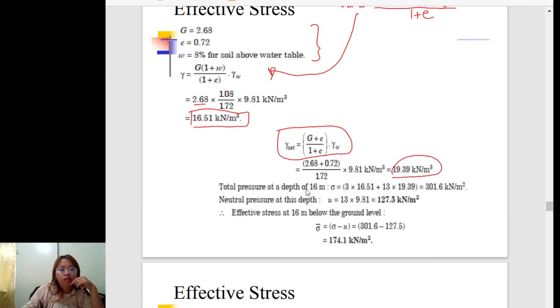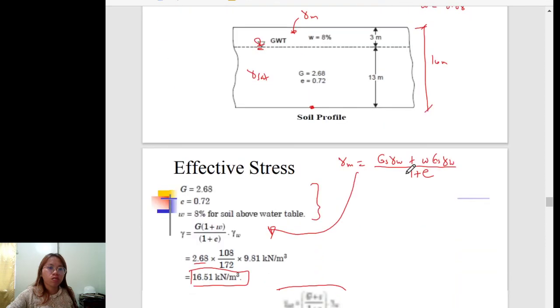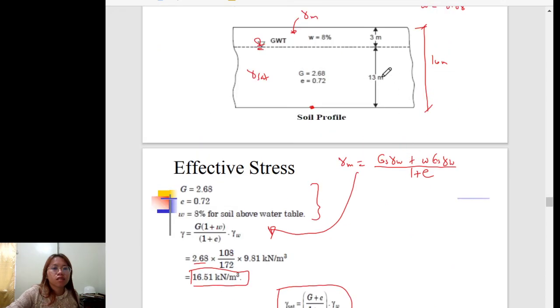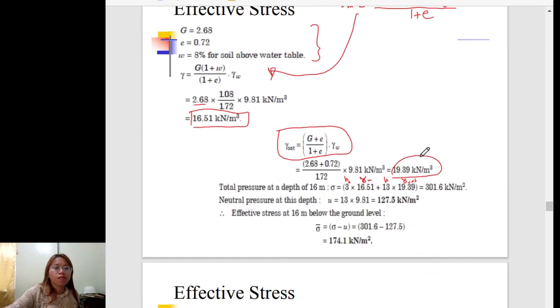Then to get the total pressure at depth 16 meters, it is equal to the moist unit weight, 3 times 16.51, plus 13 times 19.39. This is the height, this is gamma moist, this is gamma sat. This 19.39, and this is the height at A, H_A, and 13 is this portion, say H_B.